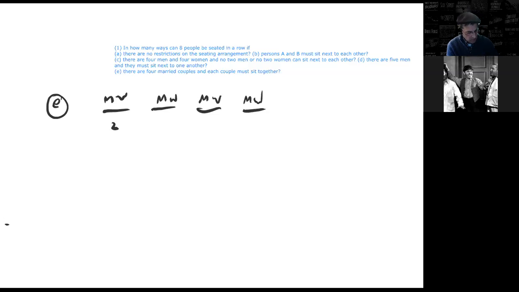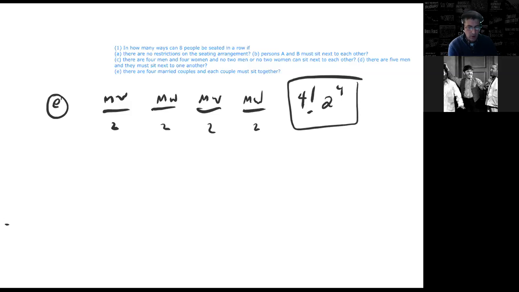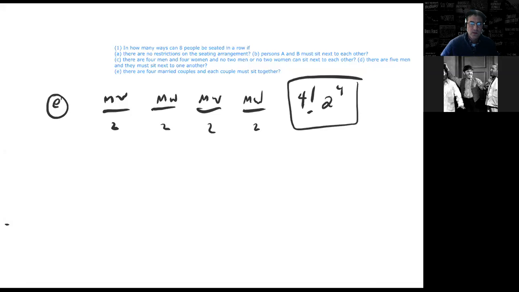So first of all, you could arrange the couples in the slots in 4 factorial ways. You can put them in one of the slots, and then each slot you can arrange in 2 different ways, putting the man on the left or on the right side. So you'd be multiplying by 2 to the 4th. So the answer is 4 factorial times 2 to the 4th power. Okay, so that is the solution to problem 1. I'm going to move on to problem 2.